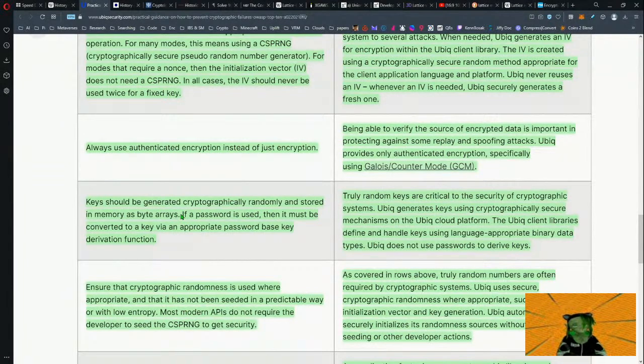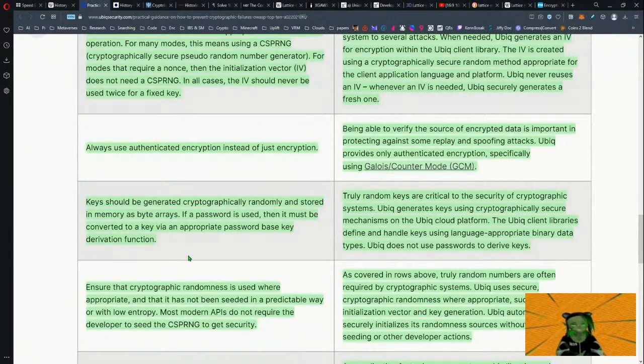Sure, at the end of the day, you still end up putting everything back into a byte form that ends up 256. But if you have an overflow and now you don't even know where inside that amount of information you unloaded this data set sits, it is more random. This is why keys should be generated cryptographically randomly and stored as memory in byte arrays instead of you picking your bytes. A password, if used, should be converted to a key via an appropriate base key derivation function.